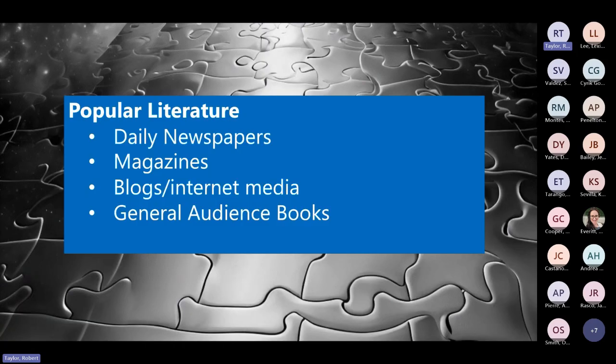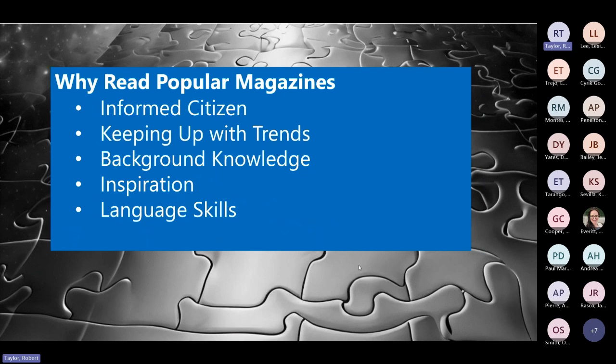But popular literature, of course, can be daily newspapers, magazines. Now we have blogs and internet media, general audience books. We want to talk about today, focusing in on daily newspapers and magazines. And let's look at popular magazines. Why would we want to read these popular magazines? Well, by reading popular magazines, we can again stay informed about current events and issues, and the magazines contribute to our understanding of the world.